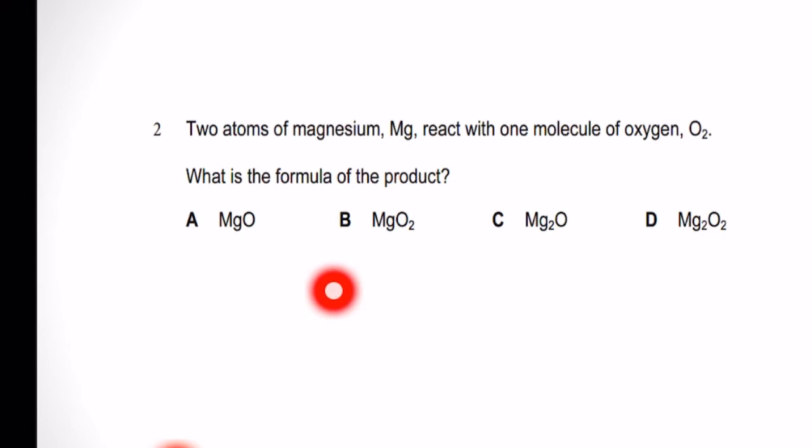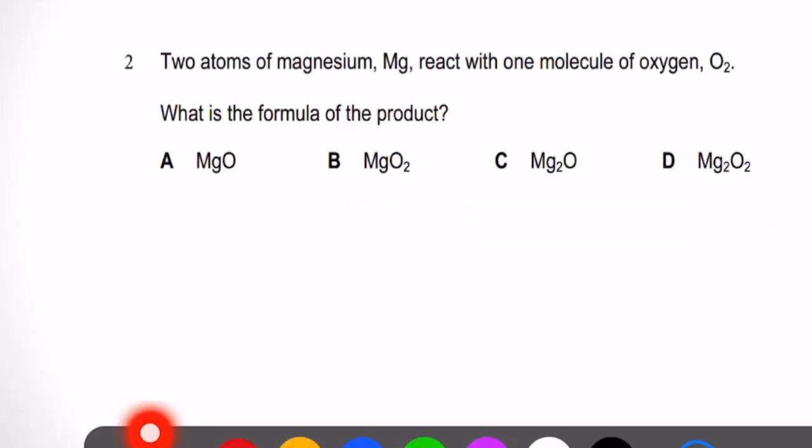So you must know the valency of magnesium. It is from group 2. And the valency of oxygen, which is from group 6, right? So magnesium valency is +2, oxygen valency is -2. The formula of the product cannot be changed ever. It is fixed.